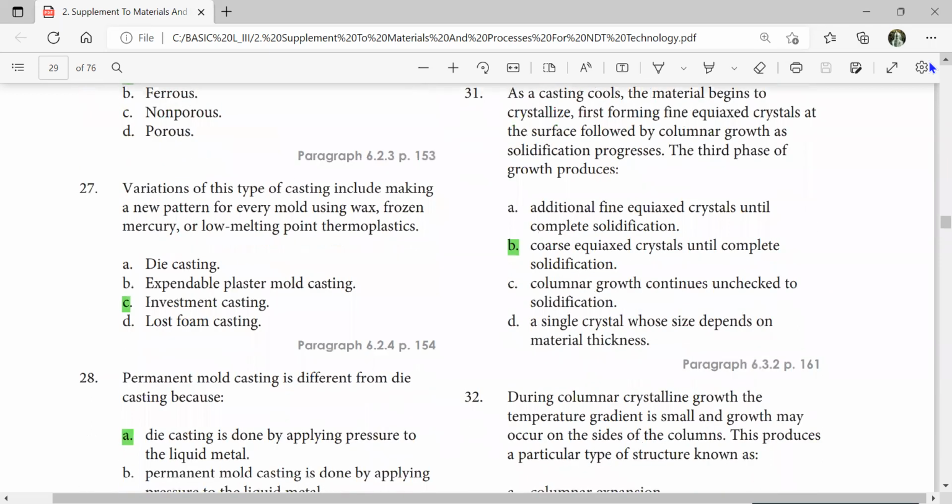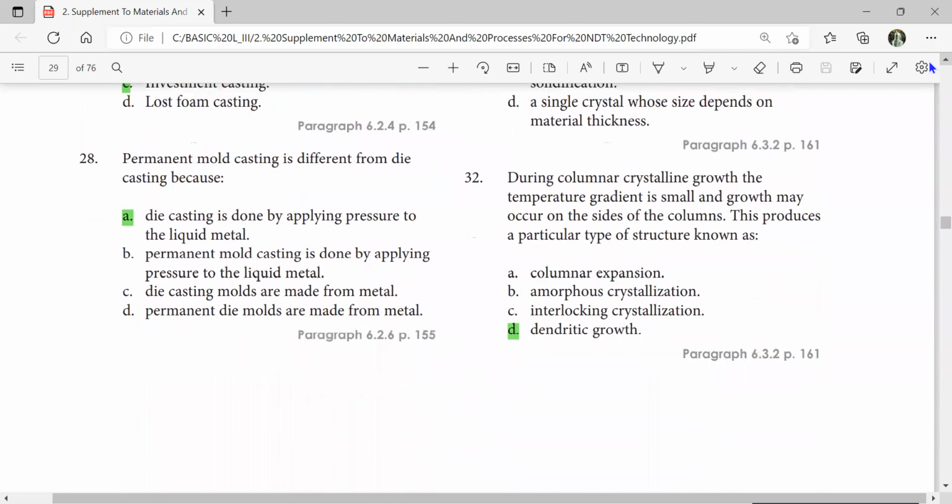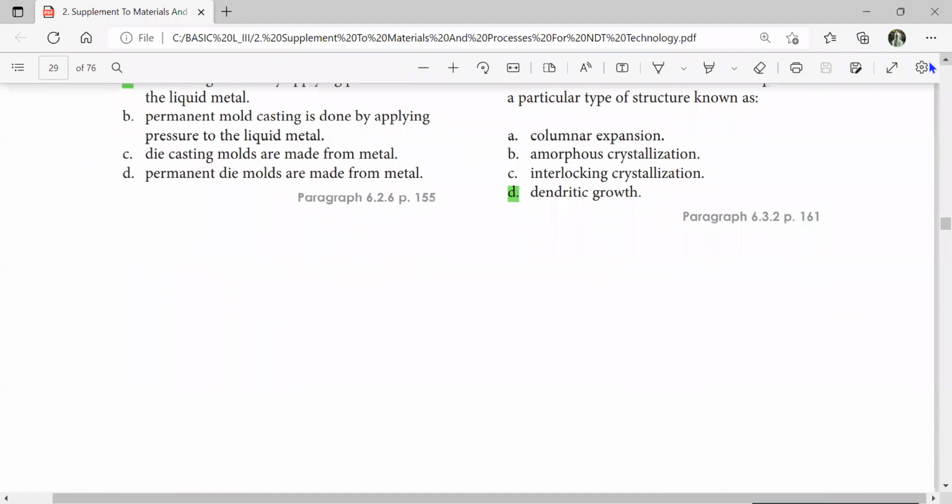As a casting cools, the material begins to crystallize, first forming equiaxed crystals at the surface, followed by columnar growth as the solidification process continues. The third phase of the growth procedure is coarse equiaxed crystals until completion of solidification. During columnar crystalline growth, the temperature gradient is small and growth may occur on the sides of the column. This produces a particular type of structure known as dendritic growth.